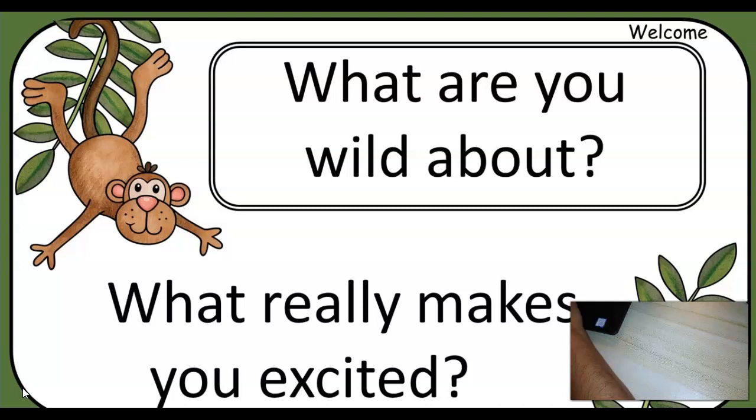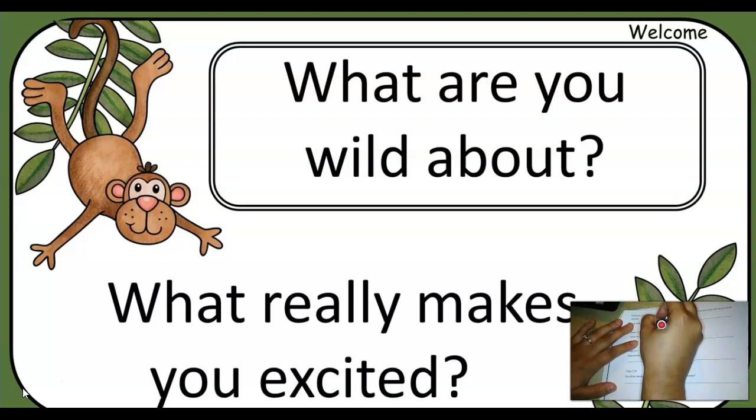So what I'm wild about is writing. So I would write, I'm wild about writing. Then I would draw a little sketch of me writing something. So here I would put, I am wild about writing. And I can draw a little picture of a journal with writing. I'm going to give you about 2 minutes. You can press pause and complete the sentence. And then when you're ready, you can press play and continue with the lesson. Only answer that question.